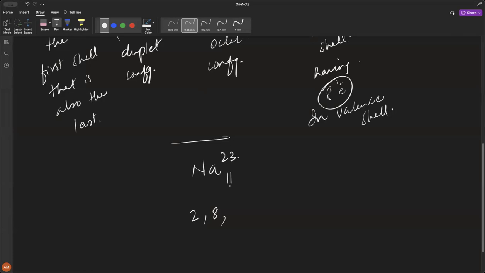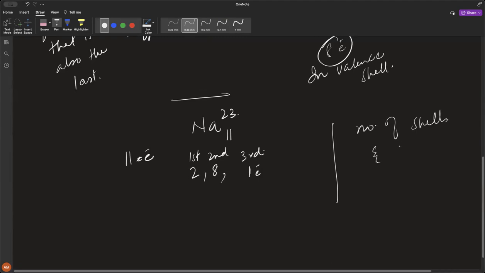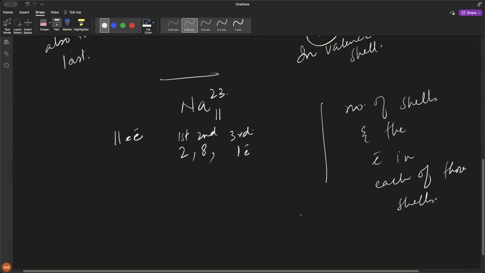And in the last shell, we are actually counting the number of electrons, right? In the first shell, we can only have a maximum of 2 electrons. In the second one, we can have a maximum of 8 electrons. In the third, how many are left? Only 1 electron is left. It makes sense, right? So this is how we write the electronic configuration. We write the number of shells and the electrons in each of those shells.